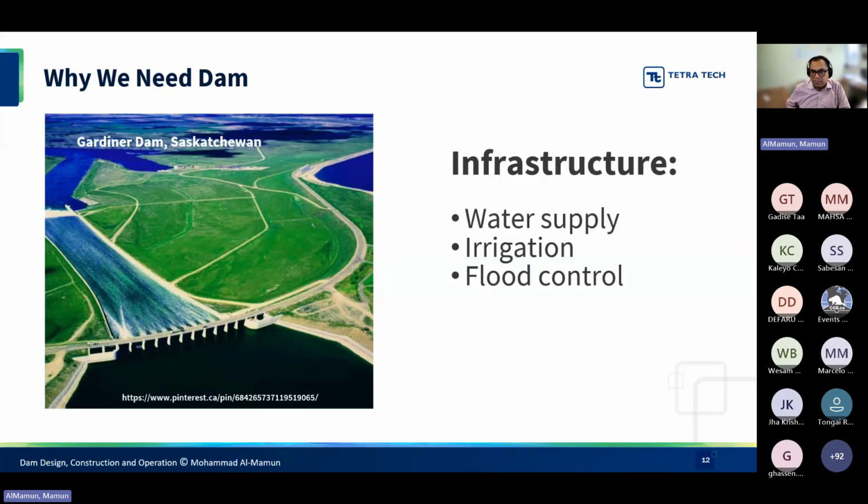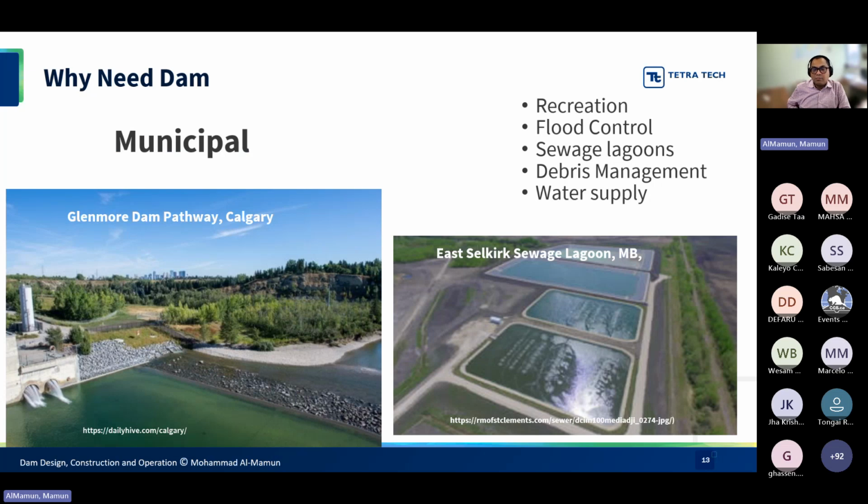And the second place is infrastructure, right? So a lot of these municipalities or the larger parts of the country or district actually need to establish a permanent water supply and irrigation, as well as, we are having more and more houses in floodplains, etc. So we need flood control dams. So that's another big need for dams. And then the third area is the smaller municipalities. They also need dams for, again, recreation, flood control, sewage lagoons, debris management, as well as water supply.